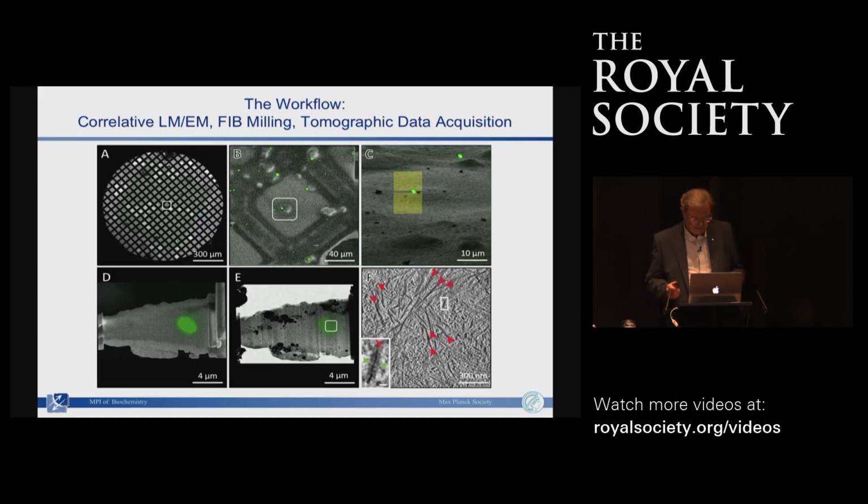Now, again, that is the workflow, but shown in a different way. We grow the neurons here on the grid. We select a cell that, according to the GFP signal, contains the aggregate. Then we can very precisely target that in the focused ion beam, and we can control that here in the lamella.